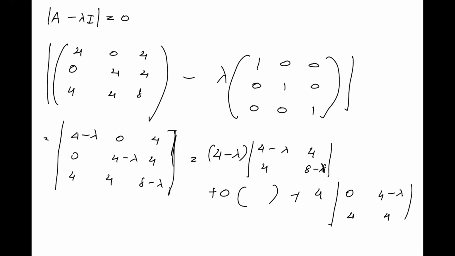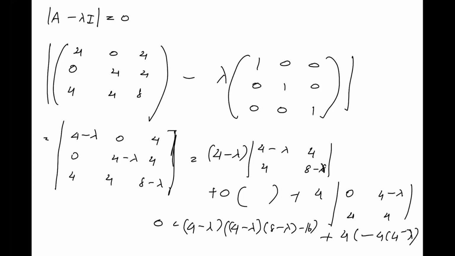So then you can easily find this is equal to 4 minus lambda times ((4 minus lambda)(8 minus lambda) minus 16), plus 4 times (0 times 4, which is 0, minus 4 times (4 minus lambda)), and you can equate this to 0.